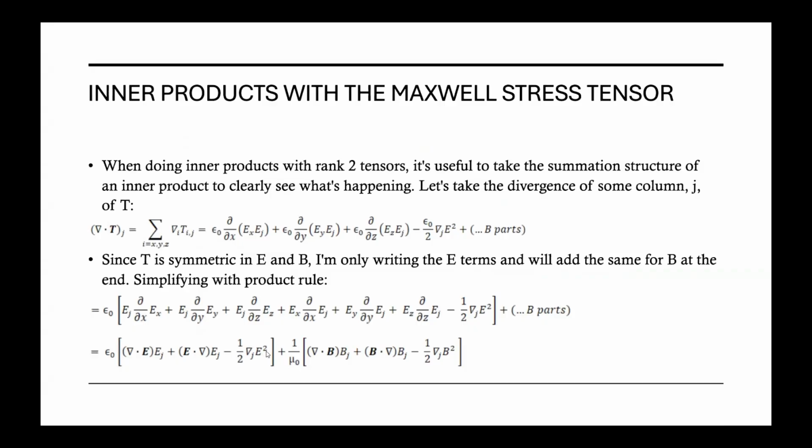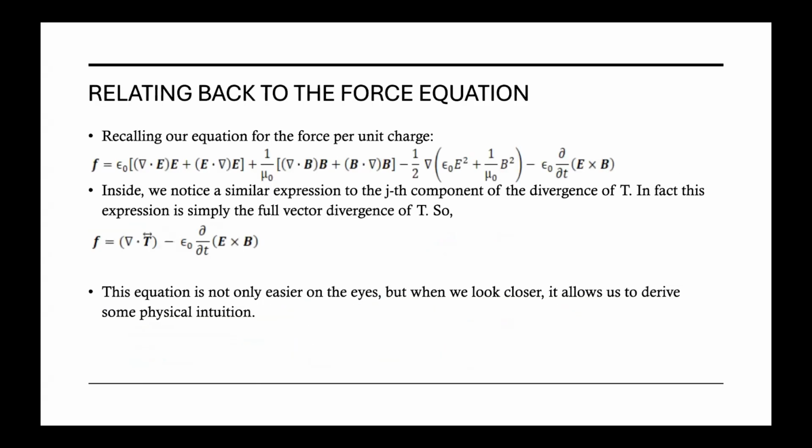So the full vector version of this divergence, so just divergence of T, is going to be a vector, because you're taking a dot product of a tensor, so it's going to result in a vector. So the full vector version of this divergence is going to be a vector that's equal to that term that we had in the force density equation. And so we can substitute here. And then we get this much prettier equation that we actually can glean some physical meaning out of.